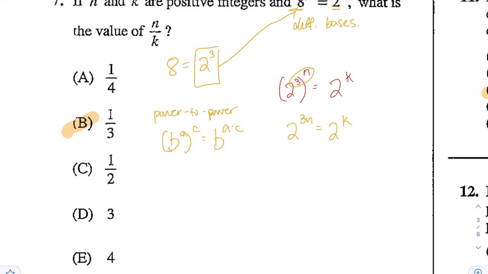So therefore, 3n has to be equal to k. And to get the value of n over k, you have to divide by k on both sides, and then divide by 3. It'll give you n over k is 1/3, choice B.